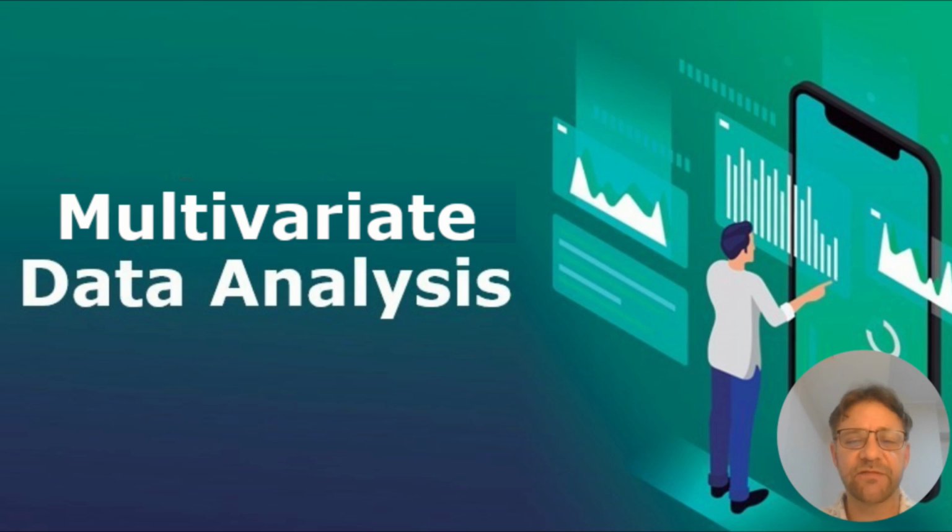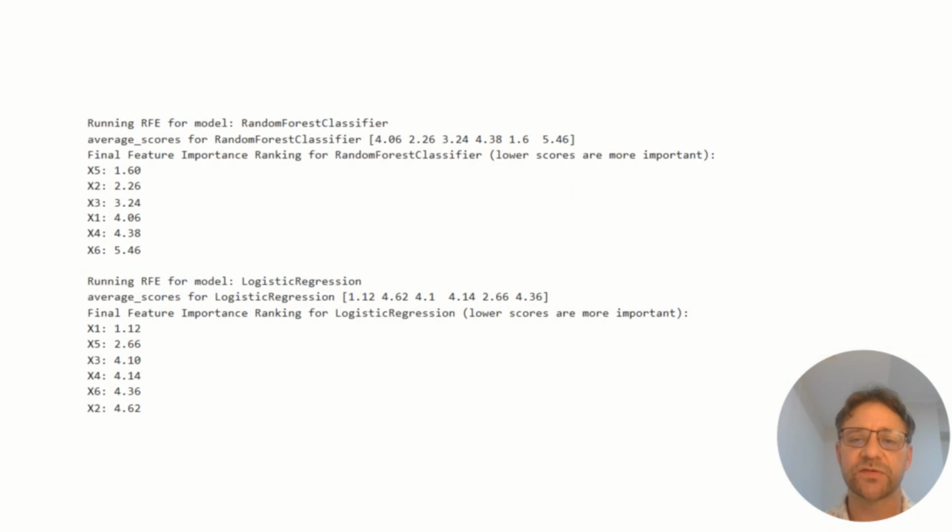So after bivariate analysis, I moved on to multivariate analysis, where I used recursive feature elimination to rank all of the features in the data set by importance. And one of the good things about recursive feature elimination is that you use it with different model types. So I ran recursive feature elimination with several different model types, I think 10 different model types, and I got scores for the different features in the different model types, and some of them were very different.